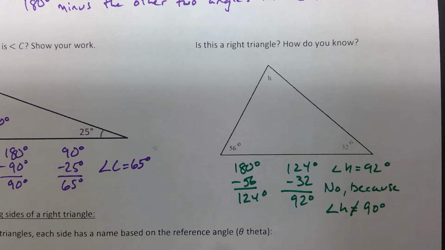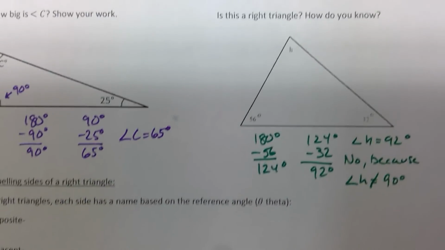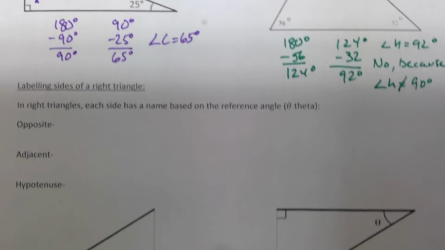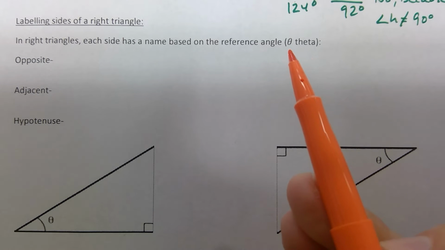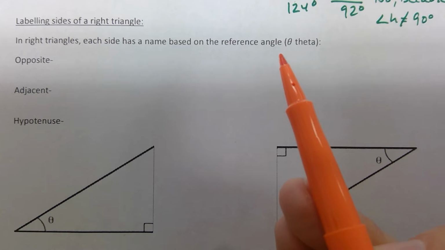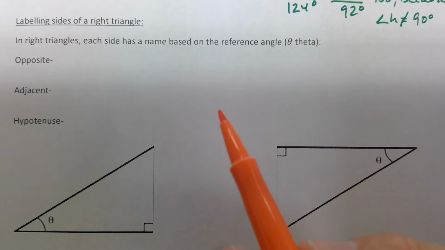Let's go ahead and do a little bit of new things that we'll see throughout this unit. We call this labeling sides of a right triangle. When we're working with right triangles, we have this right angle in every triangle. We also have an angle that we're going to call the reference angle. Now, this is a fancy Greek letter that we'll see a lot with angles, and we call it theta, kind of like a zero with a line through it. We name each side based on this reference angle.